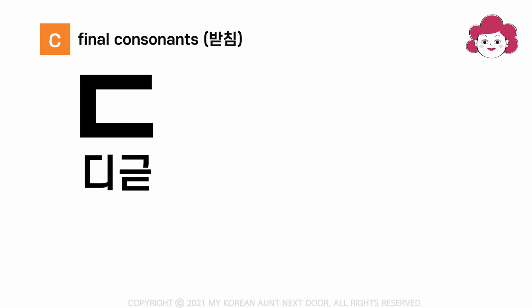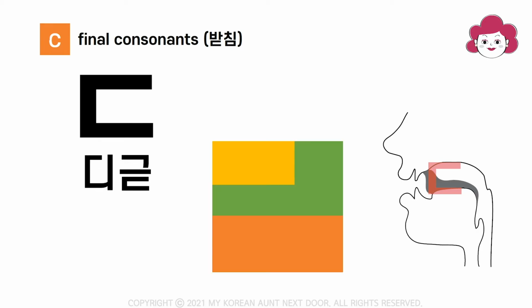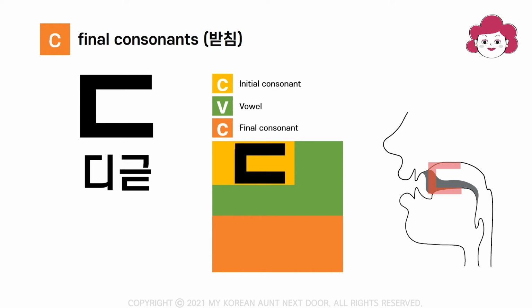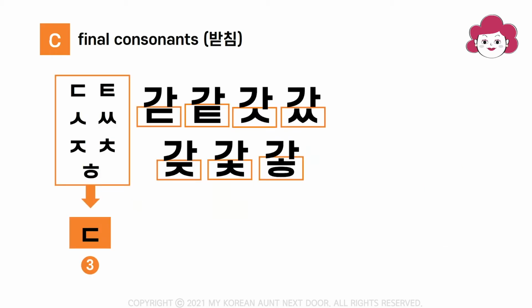To begin, let us learn the final consonant, 비읍. The pronunciation of consonant is different when it is an initial consonant as ㅂ, and when it is a final consonant as ㅂ. Hold your breath when you pronounce it. Say it, 읍, 읍. Look at these syllables.